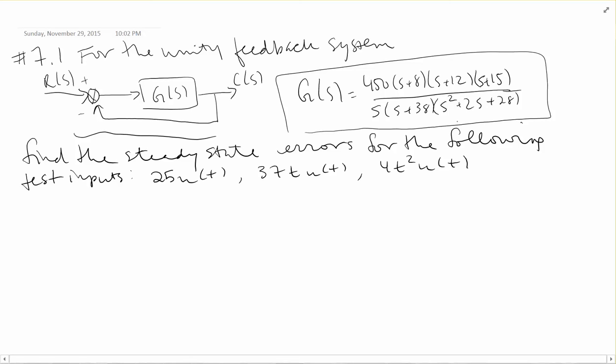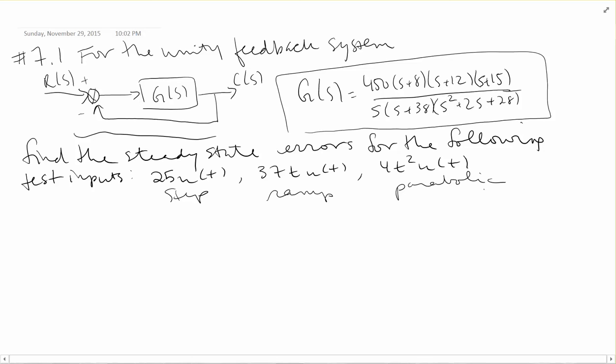And what we want to do is find the steady state errors for the following test inputs. We've got 25 U of t. That is going to be a step input. And then we've got 37t times U of t. That, since this is a linear function, will be a ramp input. And then finally we have 4t squared times U of t. So that's going to be a parabolic input.